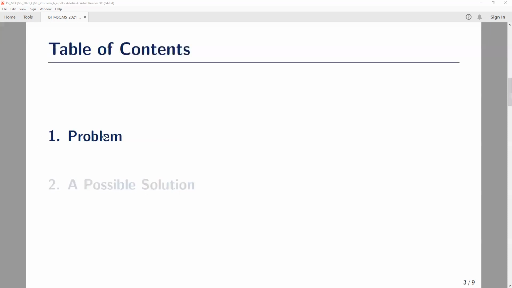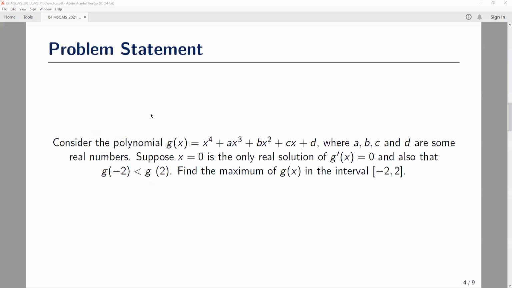So the problem is this: if you consider a polynomial of degree 4, a general monic polynomial, x to the power 4 plus ax cube plus bx square plus cx plus d, where a, b, c, d are some real numbers. It's given that x equals 0 is the only real solution of g dash x equals 0. That means it's one of the critical points. So there is no other real critical point other than x equals 0.